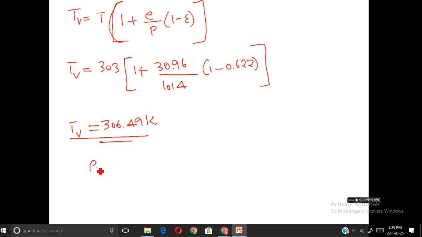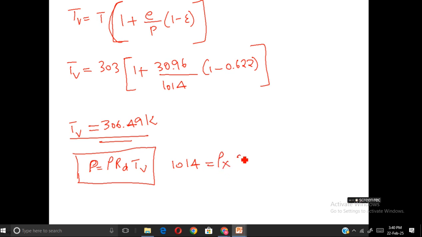We know P is equal to rho R_D T_v. This is the ideal gas equation for the moist parcel, where we are retaining the value of the specific gas constant of dry air, R_D, and replacing the actual temperature with the virtual temperature T_v. Now we know the total pressure is 1014 hectopascal, which is equal to rho into the value of R_D, 287, into the virtual temperature, which is 306.5.